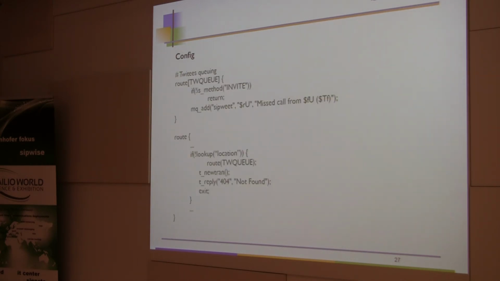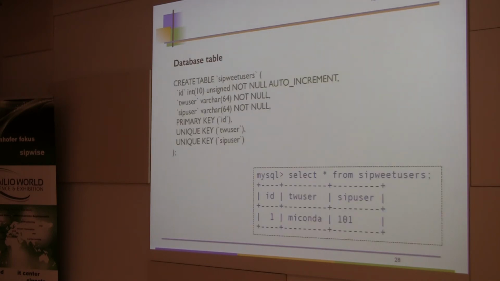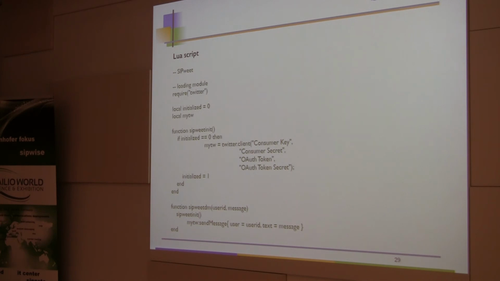In the Kamailio configuration file, here it's adding into the message queue a missed call from the caller ID. In the main request route, after location, we don't find the user there. It has a missed call, and then we call this Twitter queue, which was actually just above, so it was just about adding to the queue. Here is the table that shows the mapping between Twitter user ID and SIP user ID, and this is a very simple Lua script.